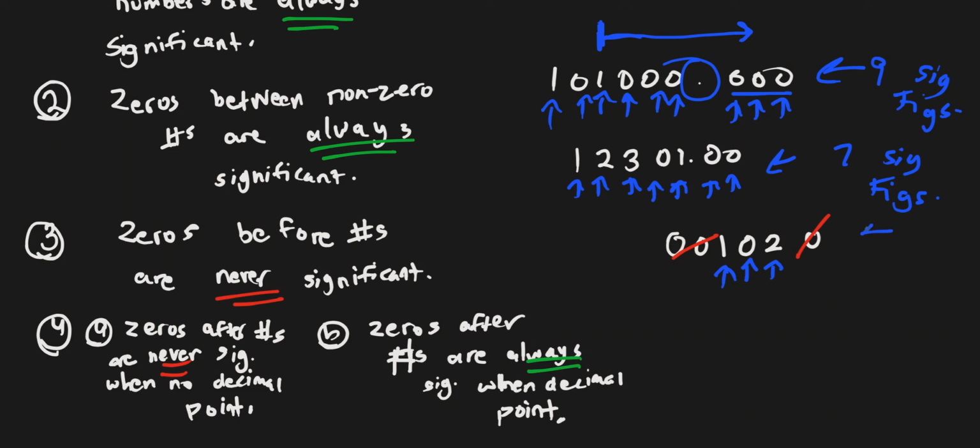So guess how many we have? 3. 3 sig figs. And we're done.